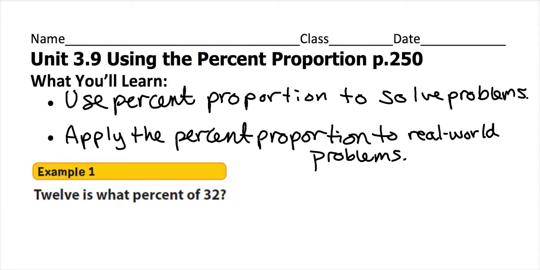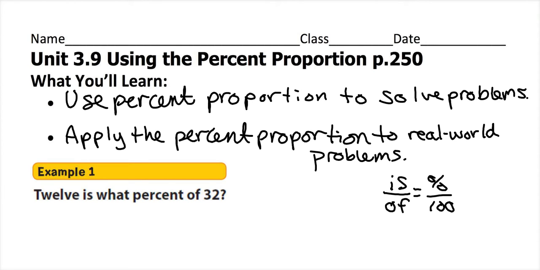All right, we use a little saying on how to memorize these. Okay, so it's is over of equals percent over 100. Is over of equals percent over 100.